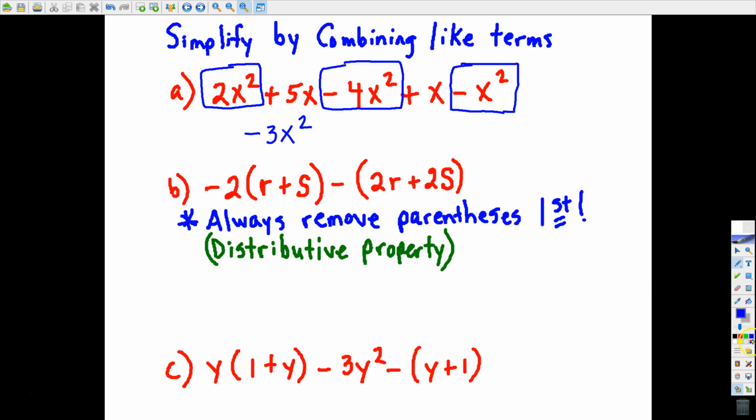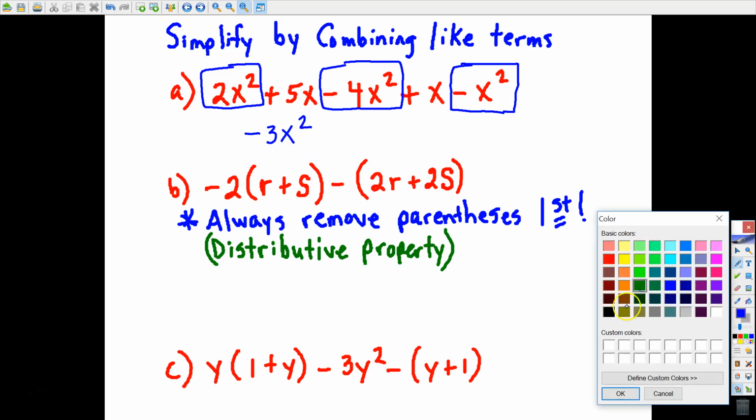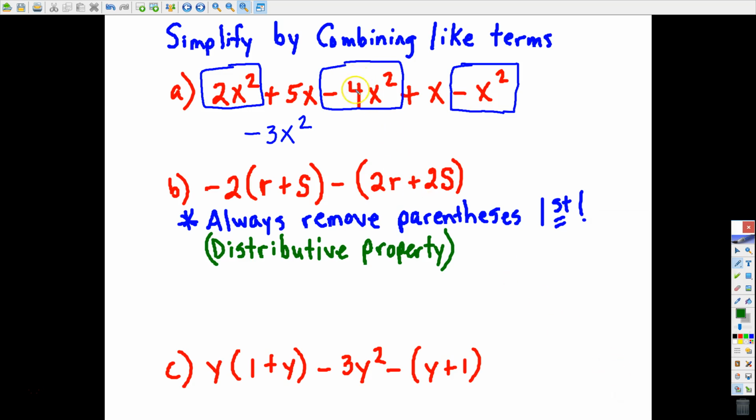All right, and then maybe a green circle around these other like terms just so you can see them. We have a positive 5x and a positive 1x. So operating with the coefficients, positive 5 plus 1 is positive 6x. And so that would be my answer for letter A. Letter B, I gave you an important note here.